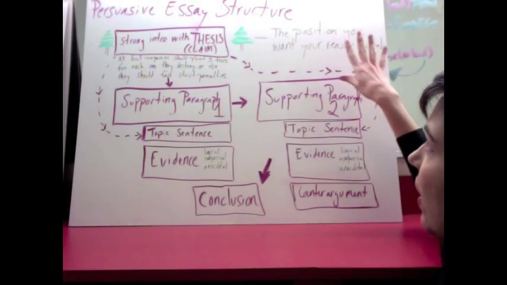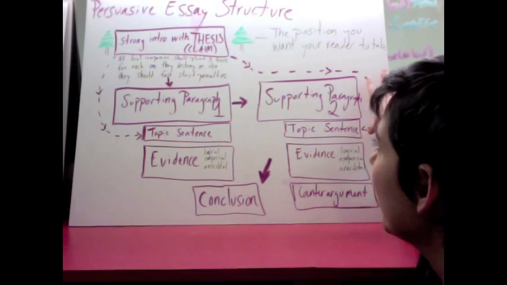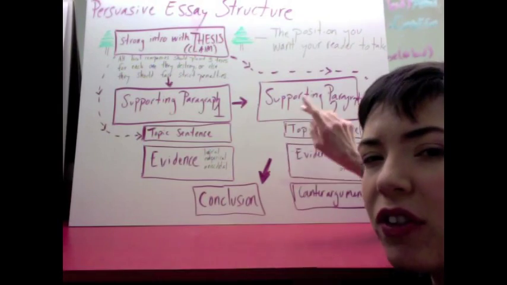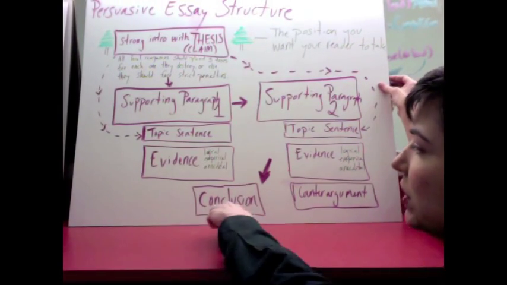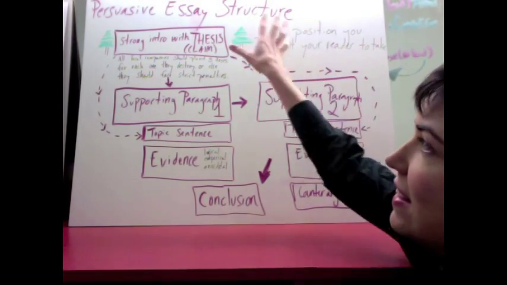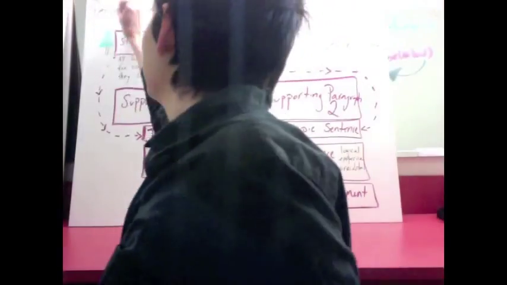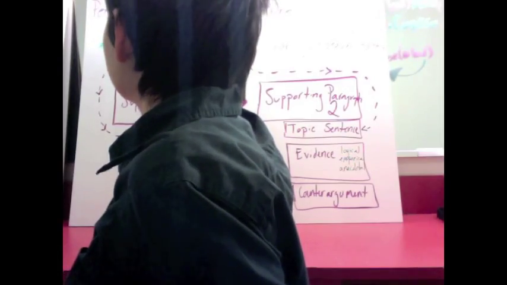Then we lead on into our second supporting paragraph. Also has a topic sentence and evidence. You would want 2 to 3 supporting paragraphs before you leave us off with your conclusion. This is the same structure, by the way, you would use in an expository essay.